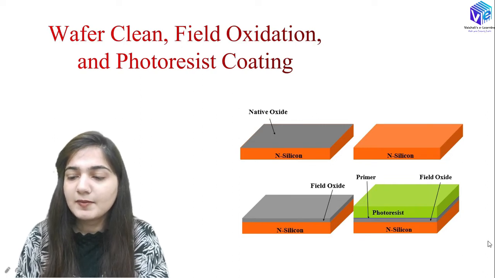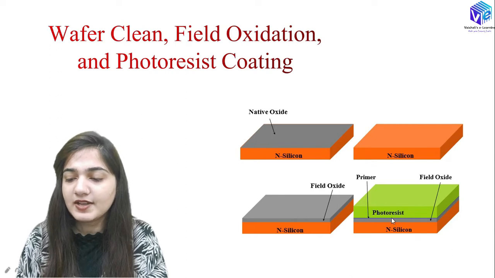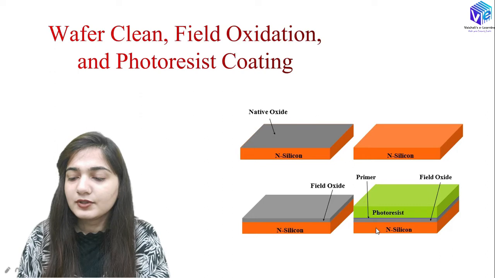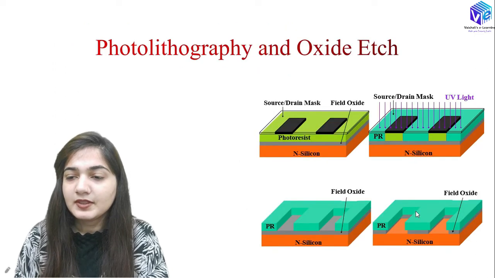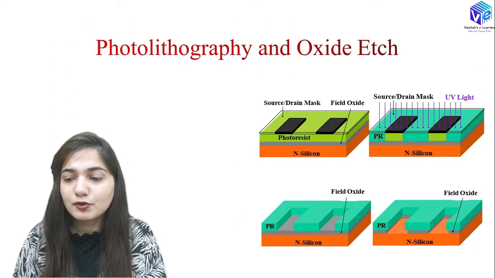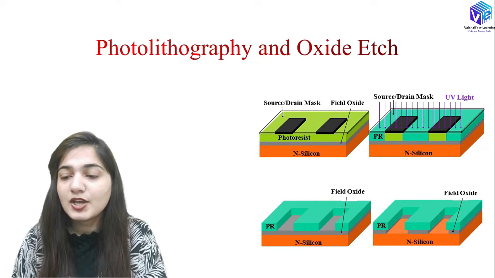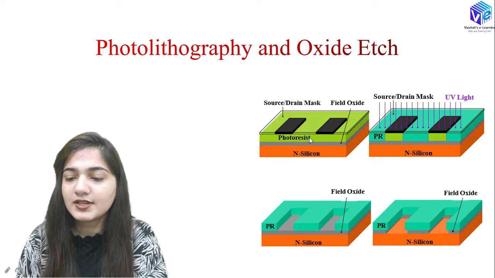After that we will have the photoresist coating phase, right? So now this is the photoresist coating. This is the silicon chip that we have. After that we have the oxide layer, and over that we have the photoresist coating. Now after that we will use the photolithography process, and then we are going to do the oxide etch. So here in the photoresist we will be using a mask. This is the mask that we have.